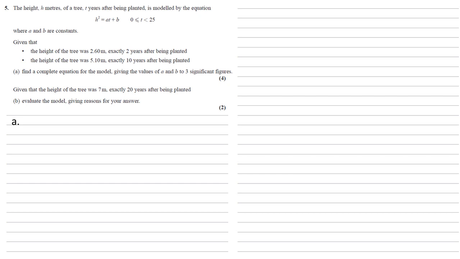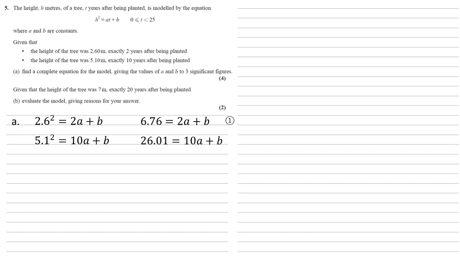So for the first one, we've got the height, 2.6 squared, is going to be equal to a times our time, 2 years, plus b. Squaring 2.6 gives us 6.76 equals 2a plus b, which I'm going to call equation 1. We're going to do exactly the same thing with the second sentence now. So now it's 5.1 squared, and that equals 10a plus b, which gives us 26.01 equals 10a plus b, and that's equation 2. So we've got 2 simultaneous equations.